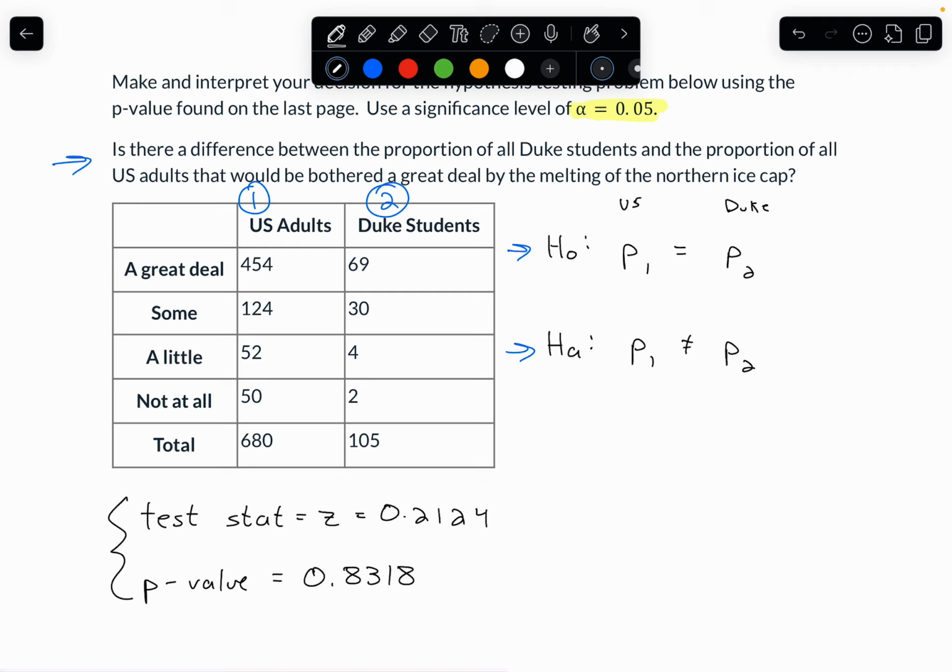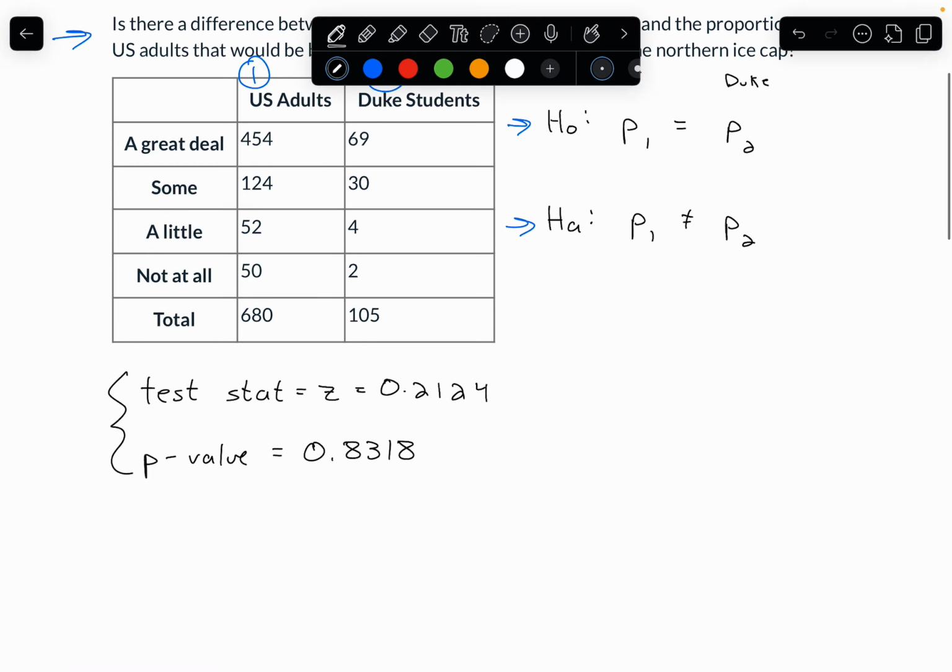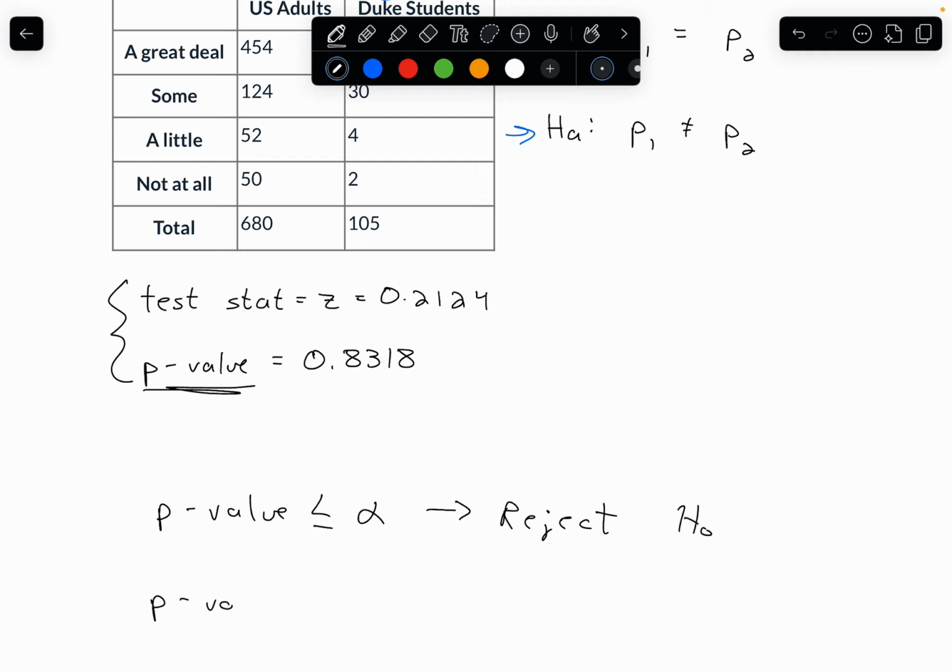So the really nice thing about these types of problems and these hypothesis tests is that once we get past the calculation of the test statistic, the portion where we make our decision is still exactly the same. We're going to compare our p-value to alpha. And the rule that we use is if the p-value is less than or equal to alpha, then we reject the null hypothesis. We reject H0. And then, of course, if the p-value is greater than alpha, we do not reject H0.